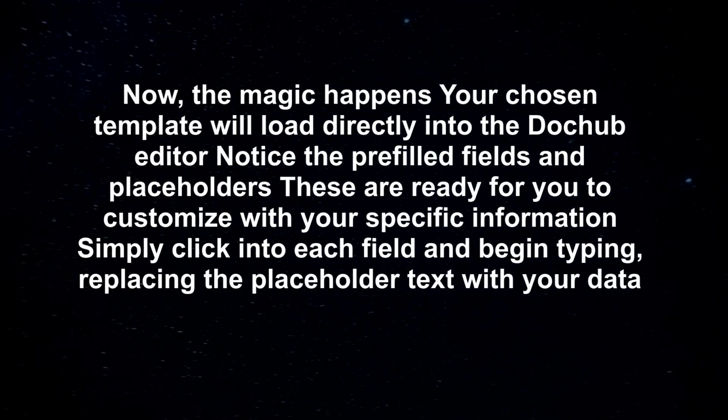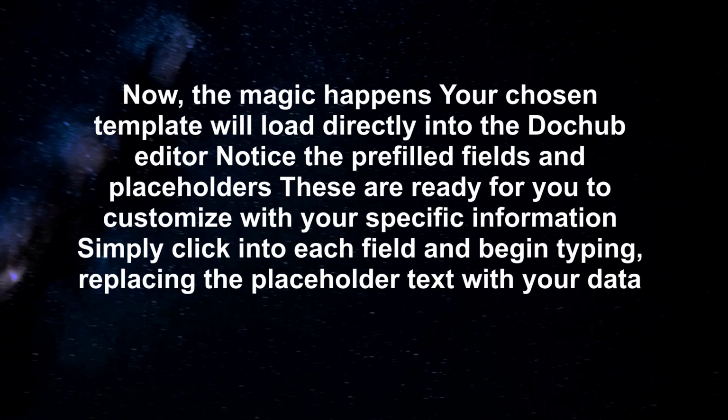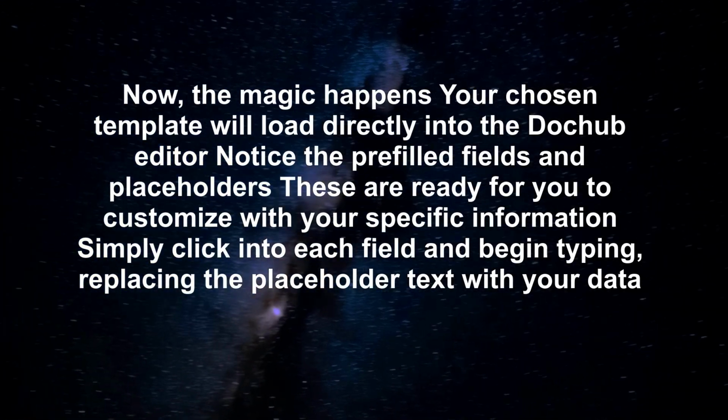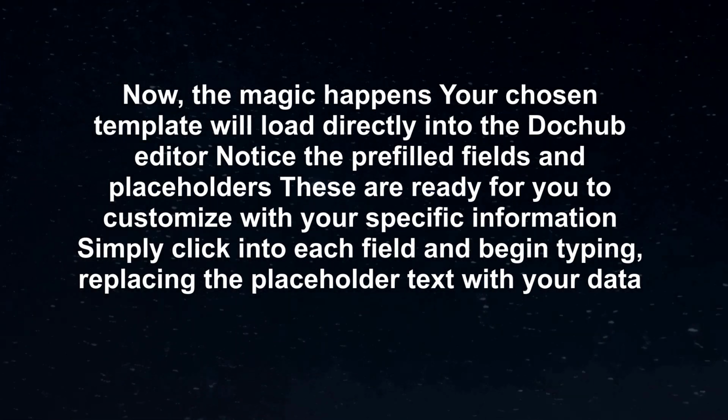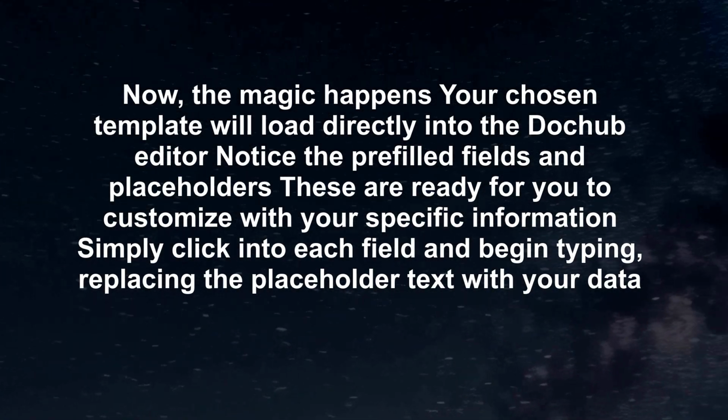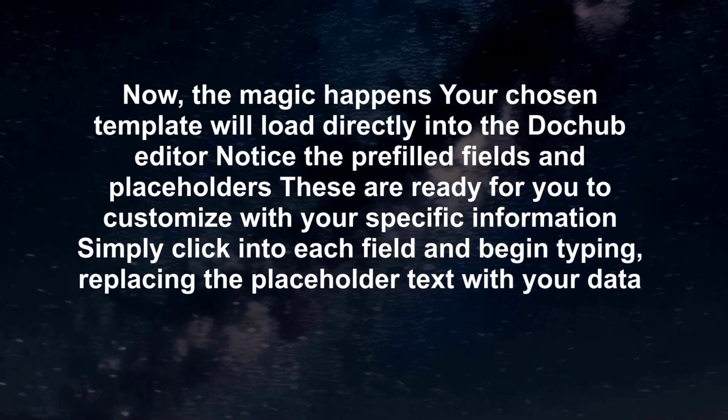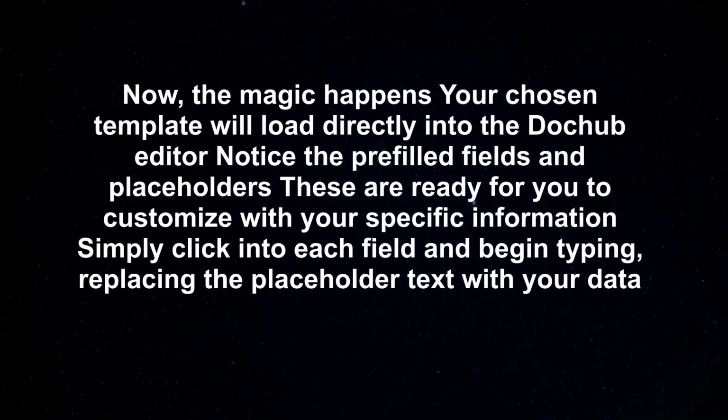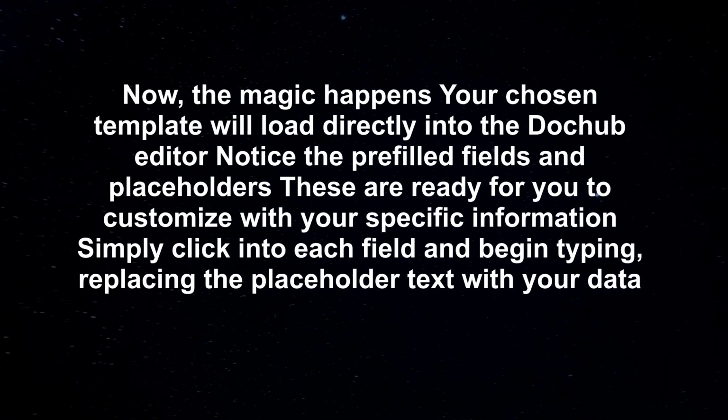Now, the magic happens. Your chosen template will load directly into the Dochub editor. Notice the pre-filled fields and placeholders. These are ready for you to customize with your specific information. Simply click into each field and begin typing, replacing the placeholder text with your data.